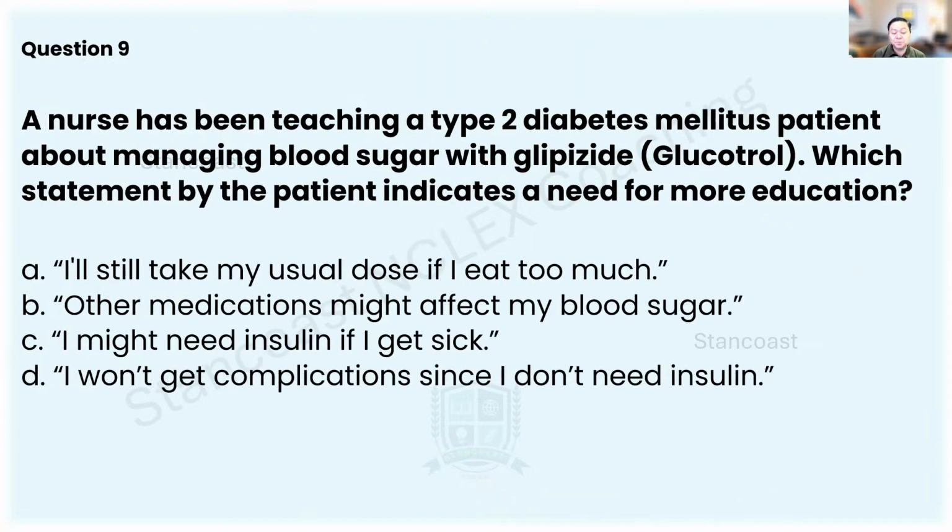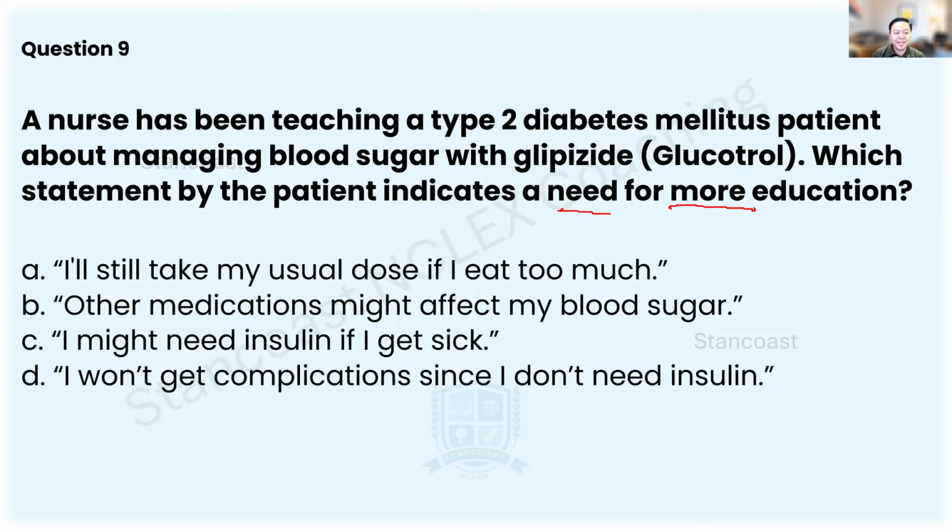A nurse has been teaching a type 2 diabetes mellitus patient about managing blood sugar with glipizide, also known as Glucotrol. Which statement by the patient indicates a need for more education? Is it A, I'll still take my usual dose if I eat too much? Or B, other medications might affect my blood sugar? Or C, I might need insulin if I get sick? Or D, I won't get complications since I don't need insulin? Needing more education. So you're going to spot that incorrect statement made by the patient.